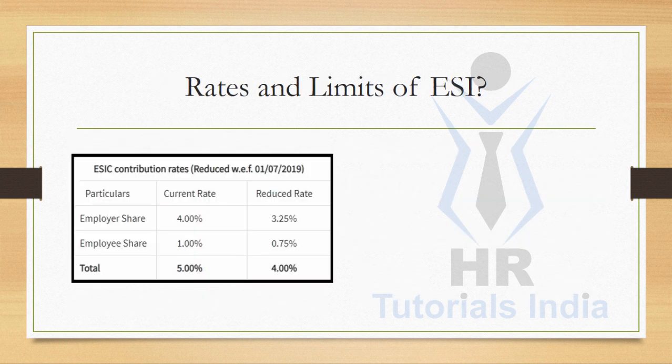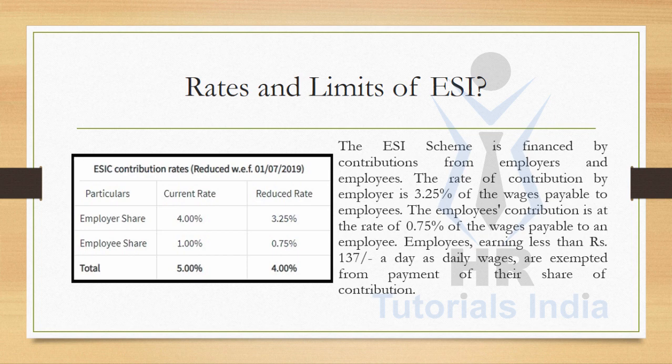Rates and limits of ESI. The ESI scheme is financed by contribution from employers and employees. The rate of contribution by the employer is 3.25% of the wages payable to the employees. The employee's contribution is at the rate of 0.75% of the wages payable. Employees earning less than 137 rupees a day as daily wages are exempted from the payment of their share of contribution. So these are the shares of contributions by the employer and the employee towards ESI.